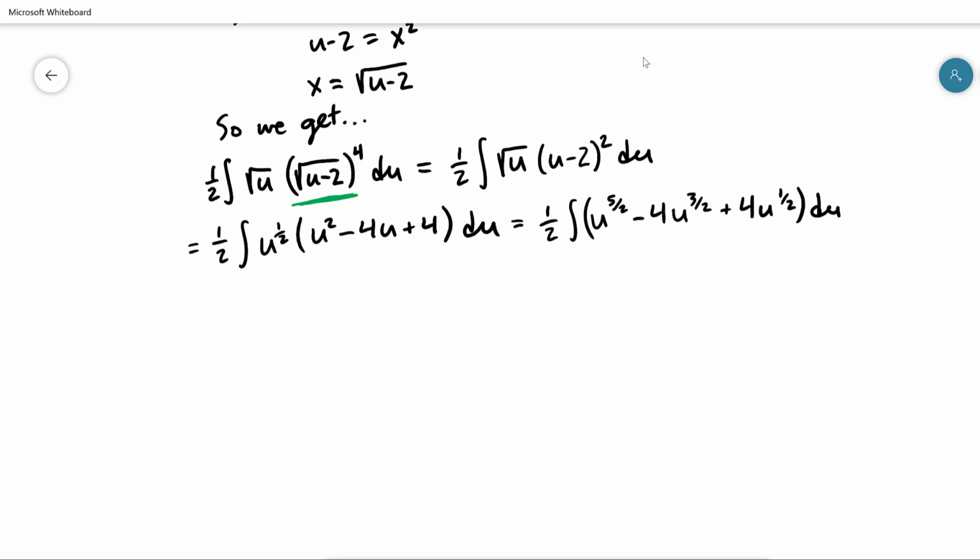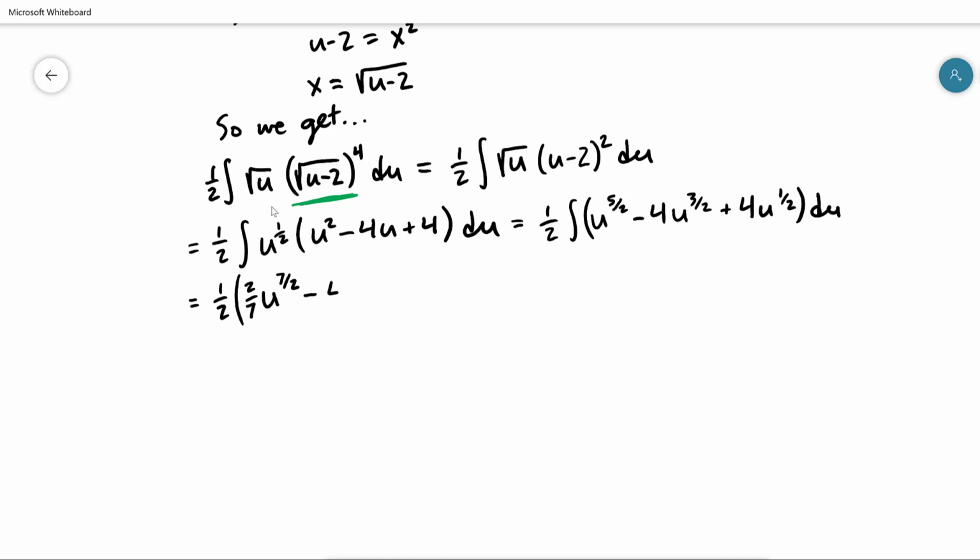Now I can actually compute all of these integrals. So I'm going to have my factor of 1/2 out in front. What is the integral of u to the 5/2? Well, I know the power is going to go up by 1, so it'll go up to 7/2. When I take the derivative of u to the 7/2, it would give me a factor of 7/2 that I don't want. So I'm going to multiply by 2/7 to account for that.